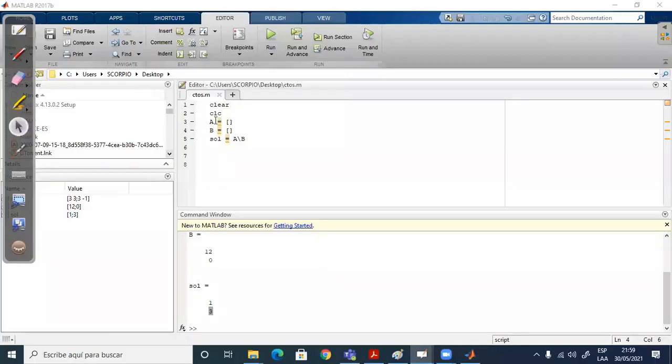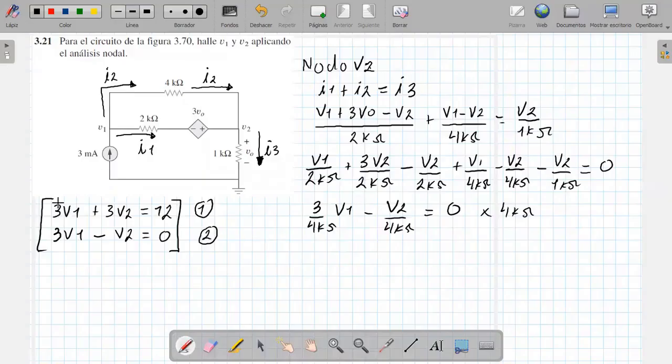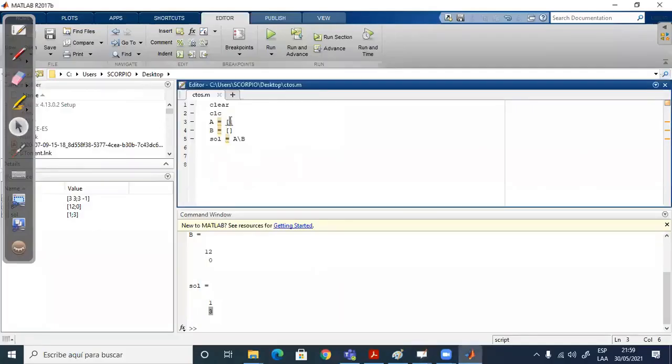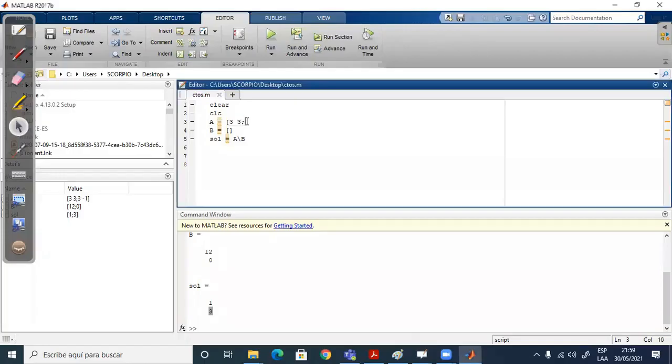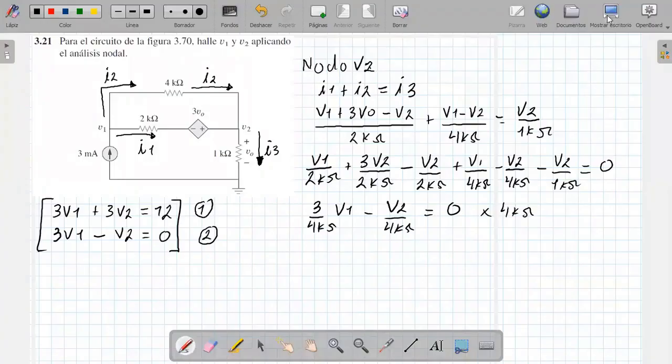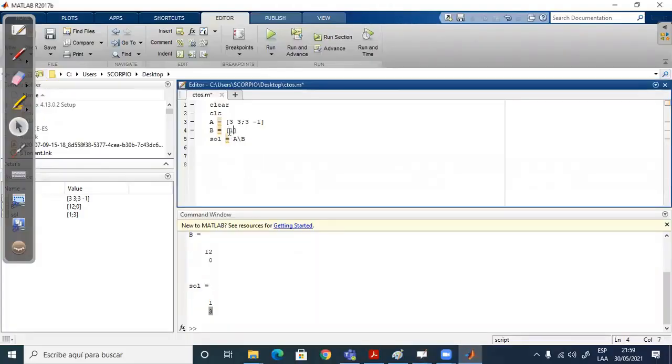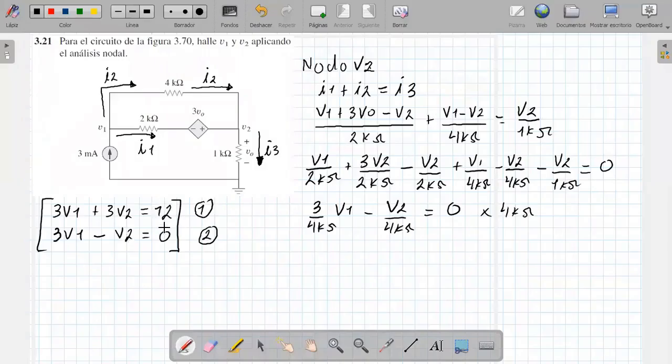I'm going to solve it with MATLAB. Along the way, I teach them how to use MATLAB. I have here 3 and 3. Notice, I put here 3 space 3, which means the first row, semicolon, and the second row is 3 space minus 1. Now the equal part would be 12 and 0. Here, it would be 12 semicolon 0, the other row.